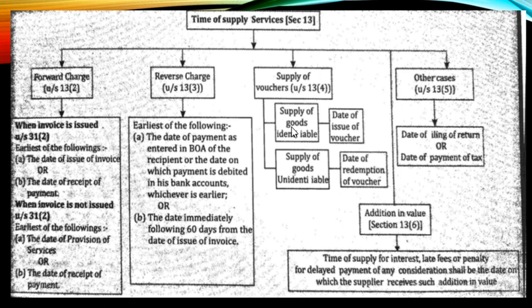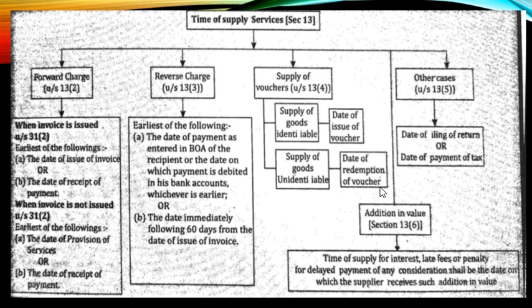So if the voucher is issued, and based on the issuance of the voucher the goods are supplied, then the date of issue of voucher will be considered if the supply is identifiable at that point. If the goods are not identified, that is, the characteristics or the nature of the goods is not mentioned, then the date of redemption of the voucher, that is, when the goods are realized, is when you will know what kind of goods is being sold. Then it can be considered as the time of supply.